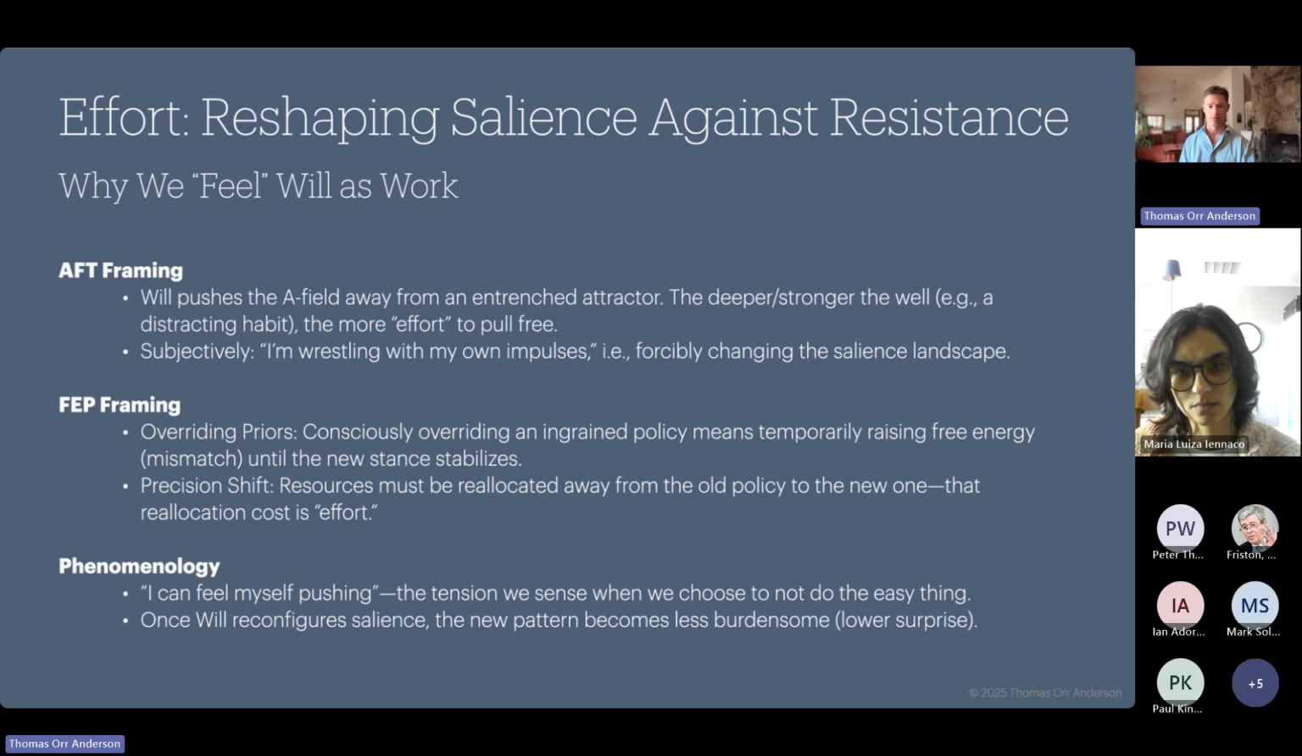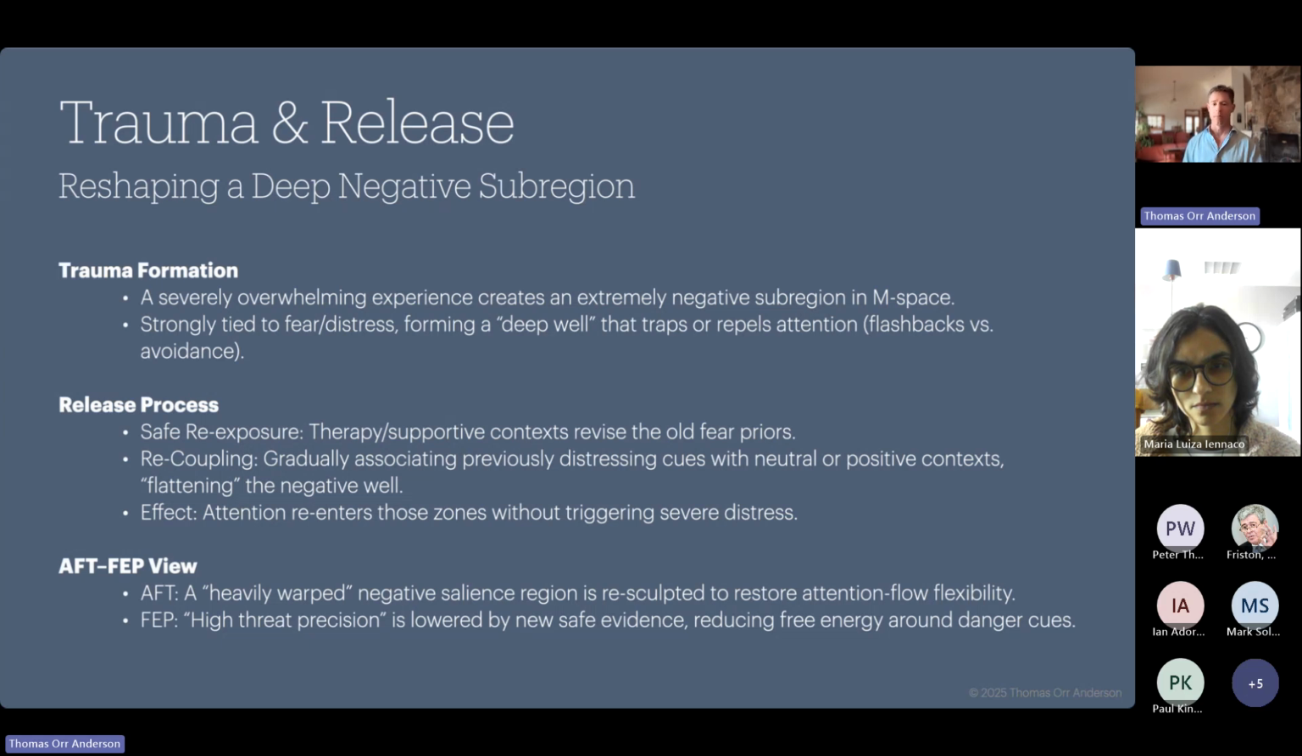with active inference principles. Another thing worth considering is what is trauma and what is trauma release in such contexts. Trauma formation might be framed here as overwhelming experiences creating an extremely negative subregion of M space that's strongly coupled to a negative affect. Forming a deep well that attracts or potentially repels attention. The release process might be the safe re-exposure, essentially passing through it and then recoupling it, having the attention field pass through that region safely and recoupling it with neutral or positive affective dimensions. This corresponds incredibly well with Qigong practices and many other practices as well.